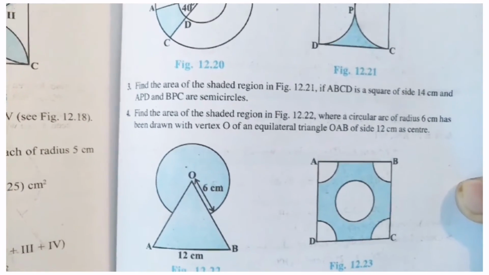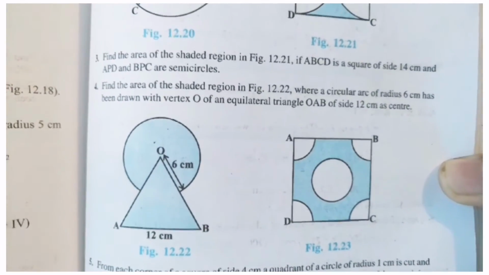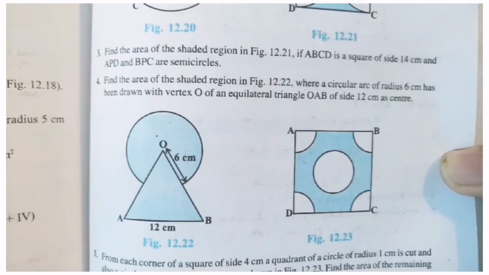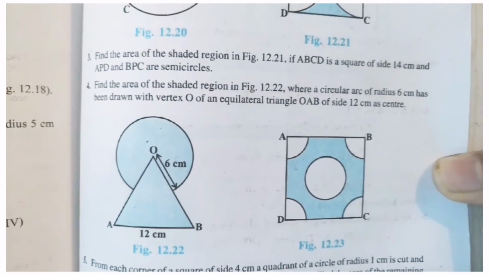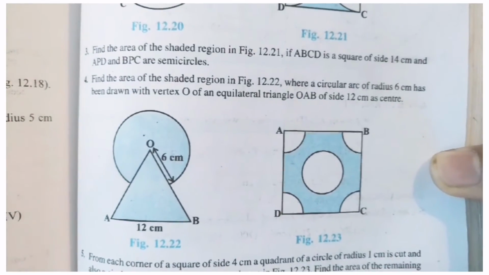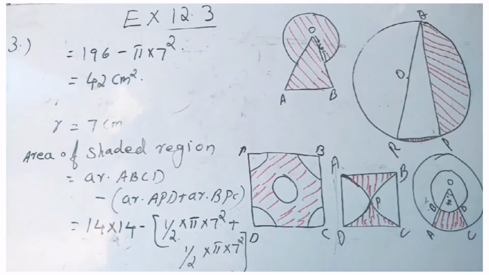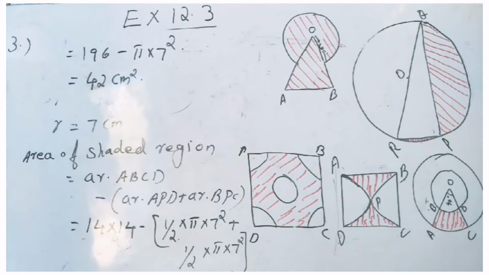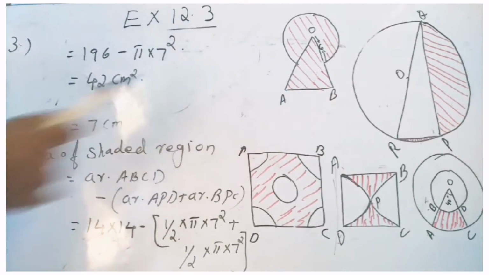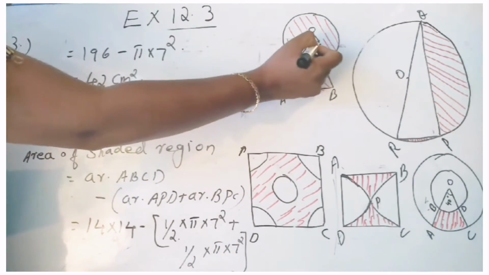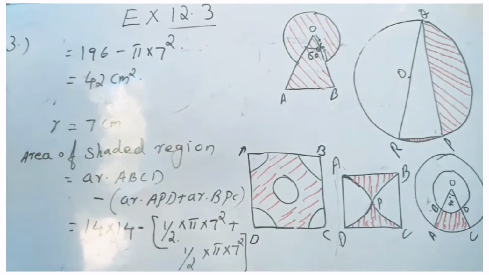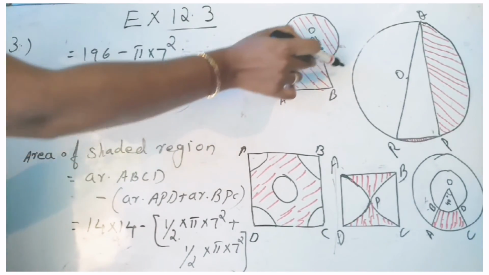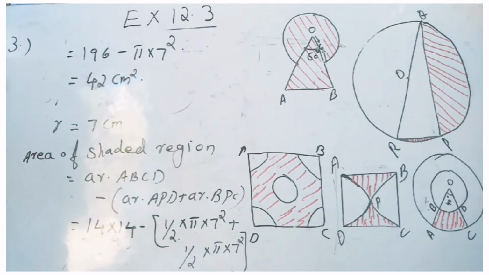Find the area of the shaded region in figure 12.22 where a circular arc of radius 6 cm has been drawn with vertex O of an equilateral triangle OAB of side 12 cm as center. So this is our figure in this question. We need to find out the area of that shaded region, and it is given that triangle OAB is an equilateral triangle. Therefore, this angle is 60 degree, and this length is 6 centimeter. That means the radius of that circle is 6 centimeter.